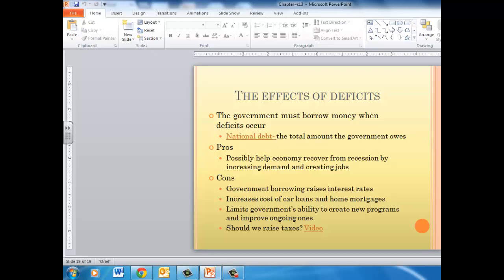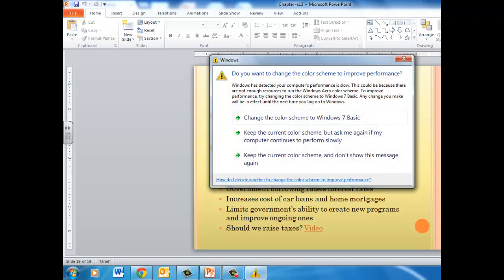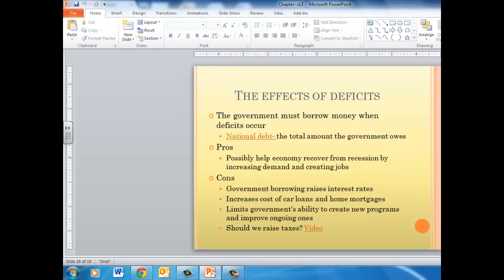However, the negatives of running a deficit is that government borrowing always raises interest rates that you and I have to pay. It increases the cost for us as consumers of car loans and mortgage payments. And it limits the government's ability to create new programs that might be needed in certain areas. So when we're always running at a deficit, we don't have a lot of choices about new things that we can fund.